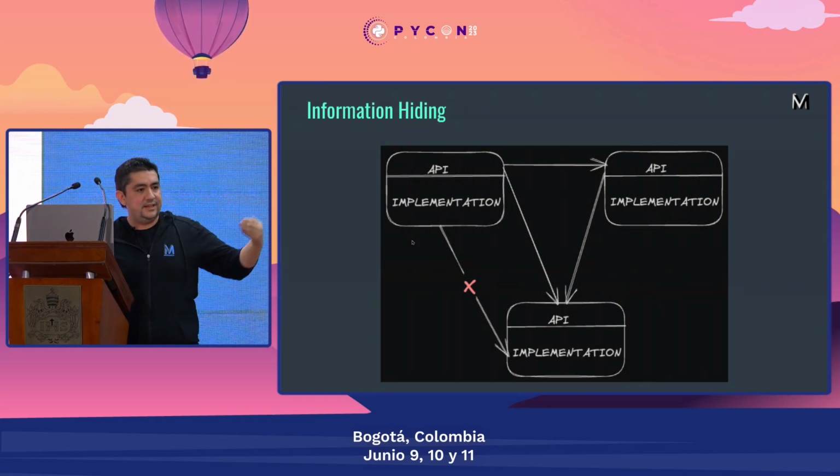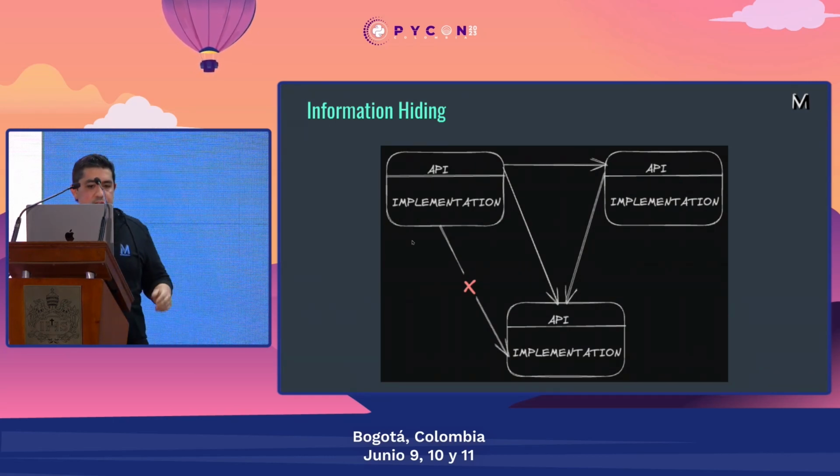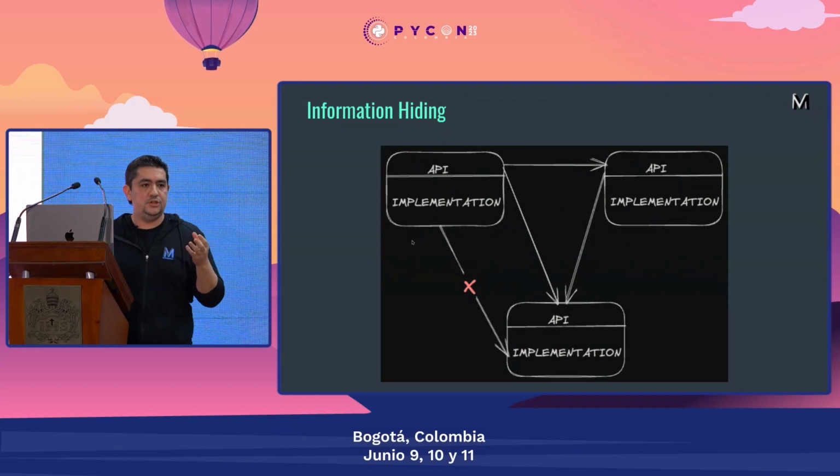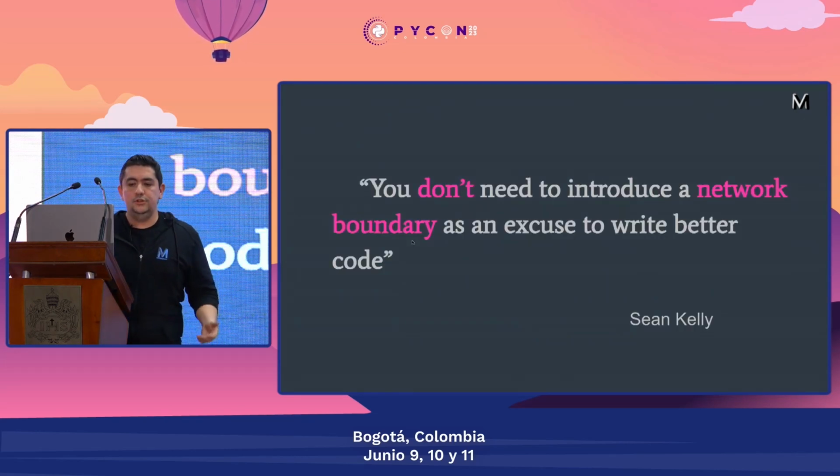So it has extended the use of time. We already understand that domain. So you should never try to make relations between module implementations but through an API. But there is this fundamental problem of knowing what's the correct API. So there is always this kind of trade-off. So you don't need to introduce a network boundary as an excuse to write better code.